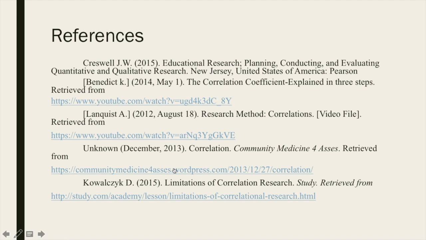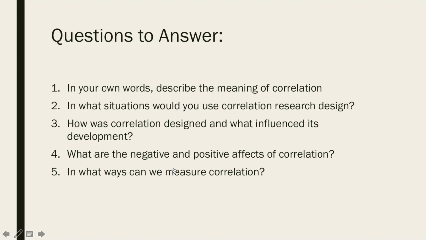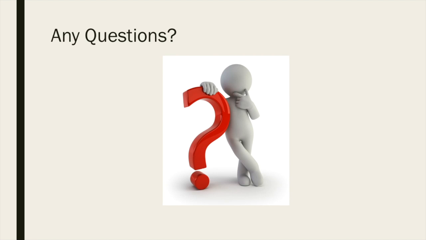And these are my references. And here are some questions that you could answer for me. So in your own words, describe the meaning of correlation. In what situations would you use correlation research design? How was correlation designed and what influenced the development? What are the negative and positive effects of correlation? And in what ways can we measure correlation? And do you have any questions for me?